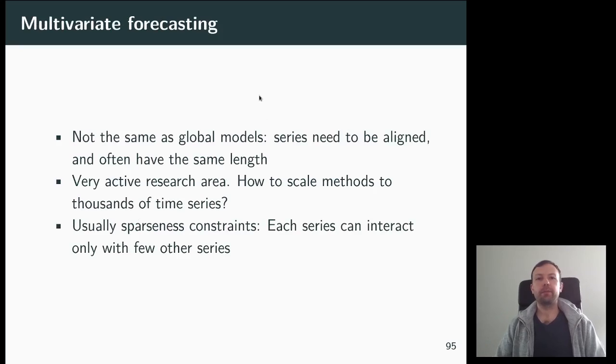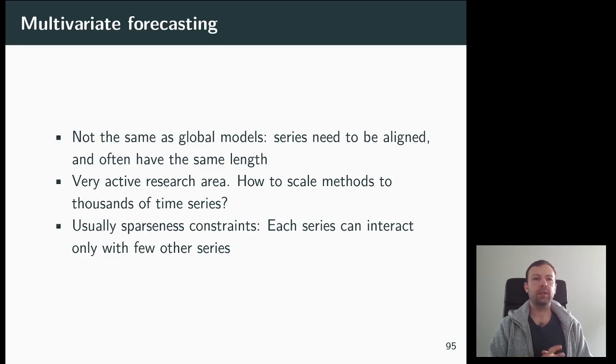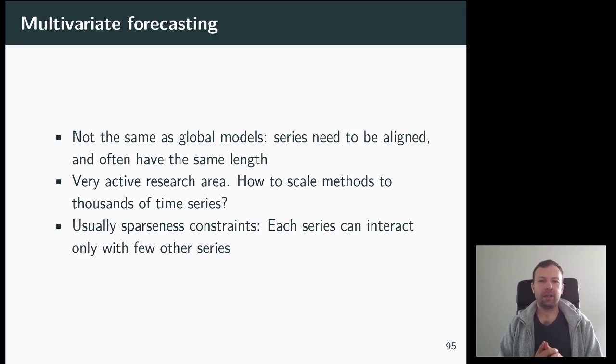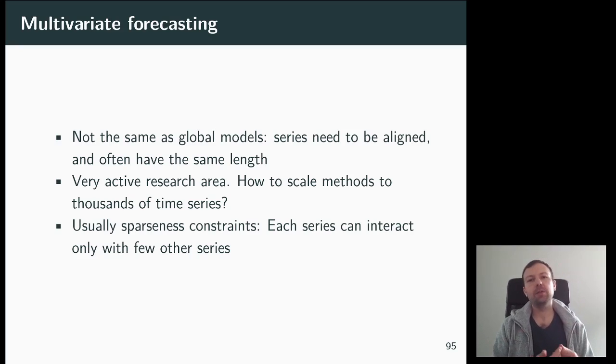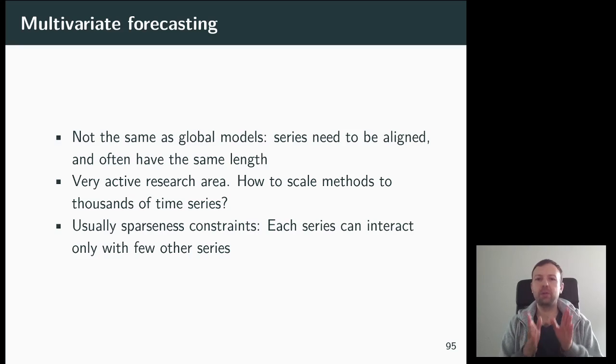Another field where deep learning is used a lot is not in global modeling, but in multivariate forecasting. Again, I've mentioned that before, but keep in mind that global models are not the same as multivariate models. In a multivariate model, the series need to be aligned, and they usually also need to have the same length. So you basically feed in all the time series together for a given point in time, whereas in the global model, you feed in one series and the next, and they are all independent.